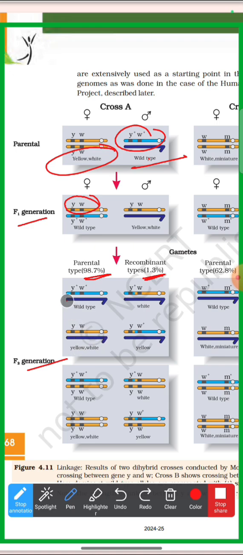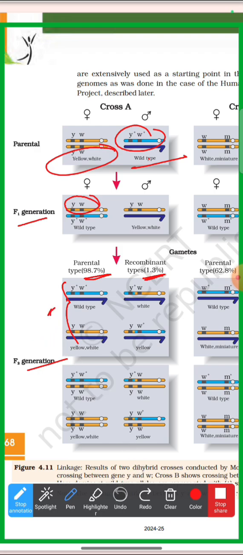Now if we analyze them, under the parental type we have Y plus and W plus, which again means that they are dominant, and it will lead to wild type, which matches with the parent. And we can see that Y and W, yellow and white, also match with the parents.